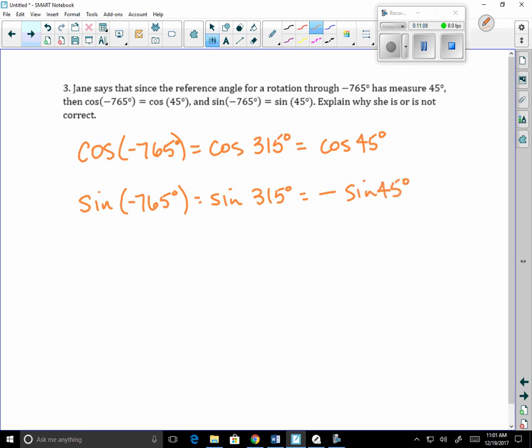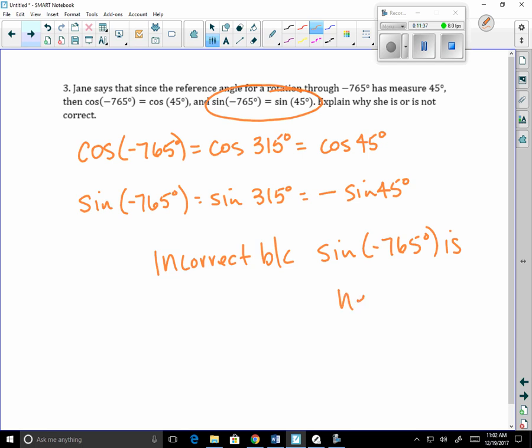So she's correct for this cosine part, but she's incorrect for this sine part. The sine of negative 765 and sine of positive 45, they're going to be the same ratio, but one of them is positive and one of them is negative, so they're not going to match. So she's incorrect. And the reason why is because the sine of negative 765 is negative because of it being in quadrant 4.